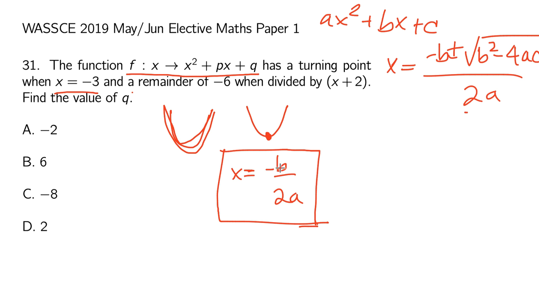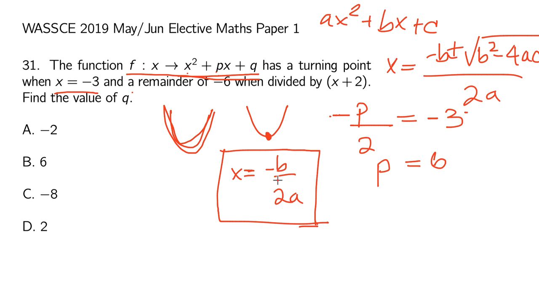And so we know that in this case, in this question, our a is equal to 1 and our b is p. So our x is going to be minus p over 2a, which is just 2. And we are told that this is equal to minus 3. This means that p is equal to 6 using this fact.